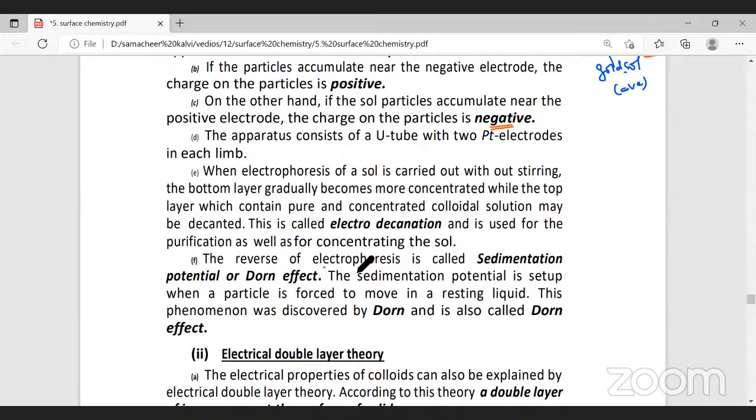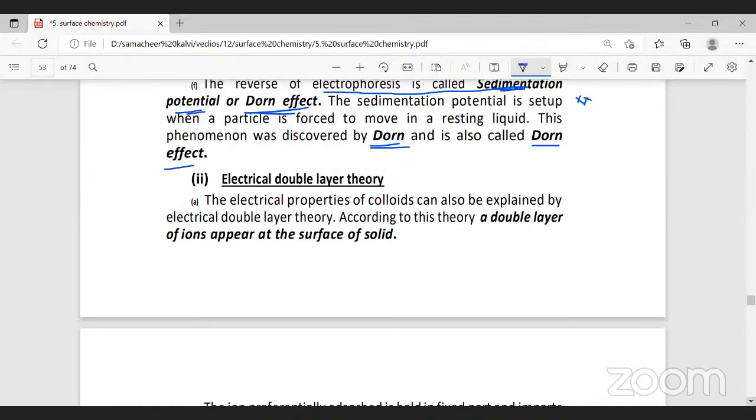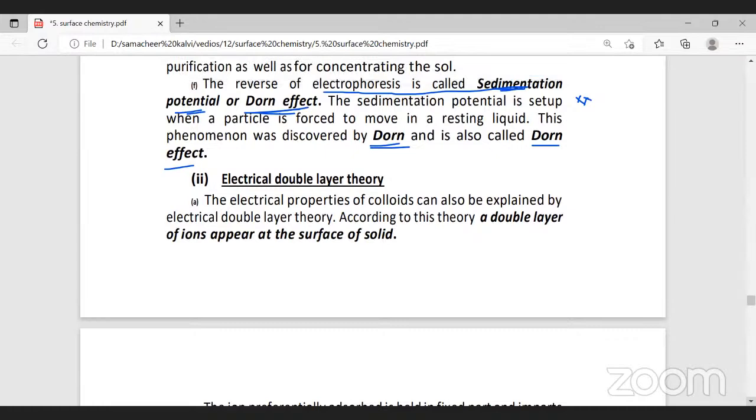The reverse of electrophoresis is called sedimentation potential, or it is called the Dorn effect. The sedimentation potential is set up when a particle is forced to move in a resting liquid. This phenomenon was discovered by Dorn, and it's called the Dorn effect. So the reverse of electrophoresis. This is not in your syllabus for PUC, but they can ask you in competitive exams. What is the reverse of electrophoresis? The reverse of electrophoresis is called the Dorn effect.